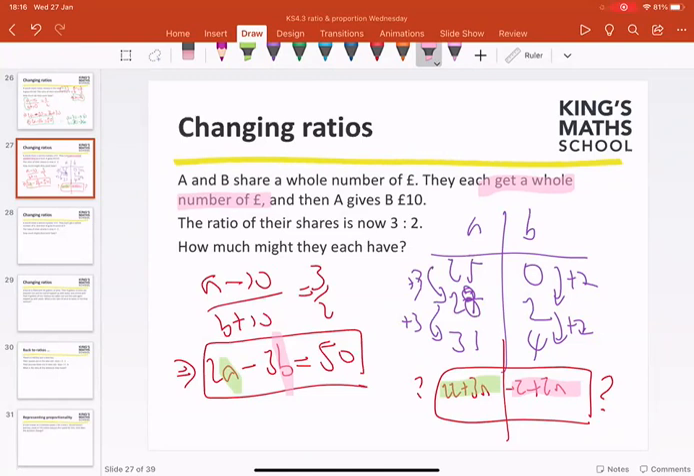And again, this might be ringing a bell for you. What we're really thinking about here are what are called Diophantine equations. So Diophantine equations are equations which have integer solutions. So we're looking for a Diophantine solution to that problem.